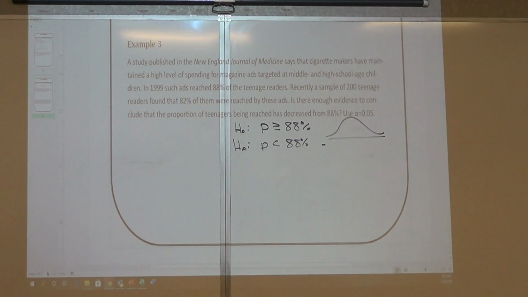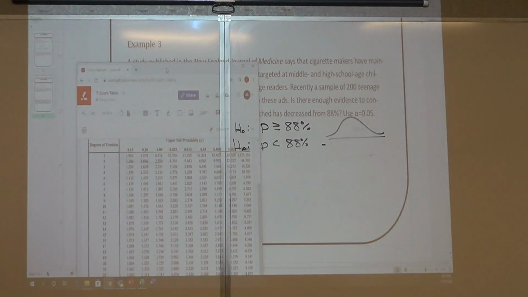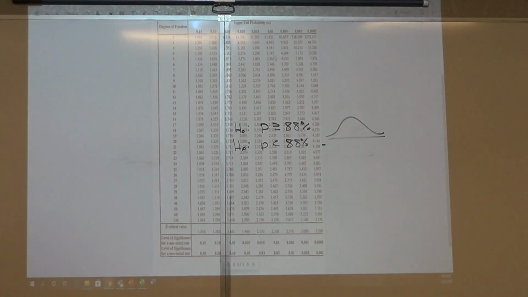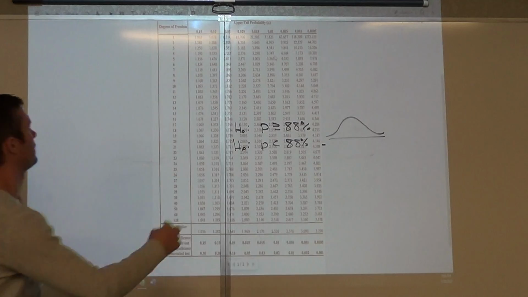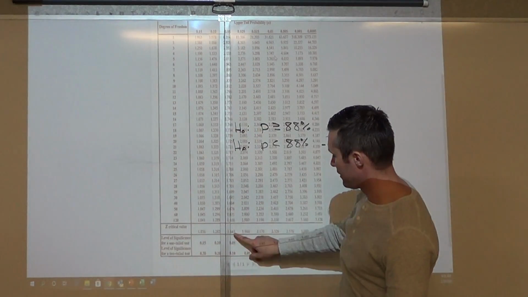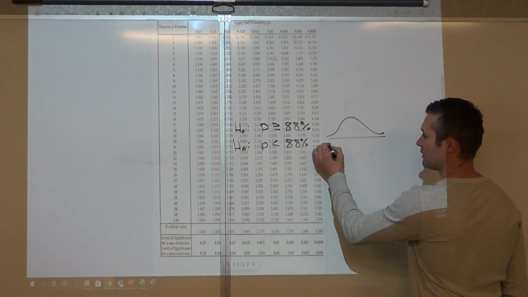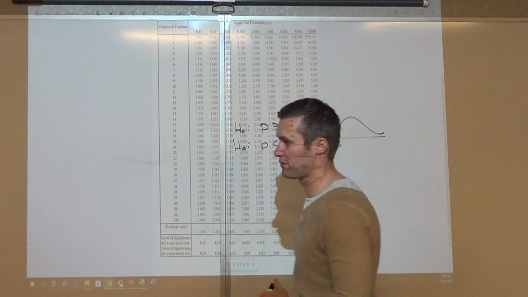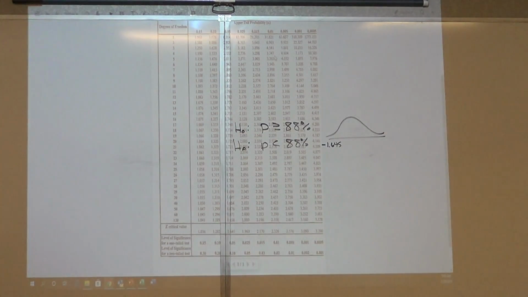Again, you use the chart, and you'll see it's the same as what we just had, last one. So we go through here, 0.05, 1.645. So it's negative 1.645. So that's what we're going to use as we check it.